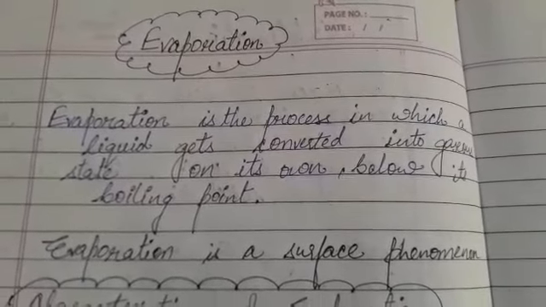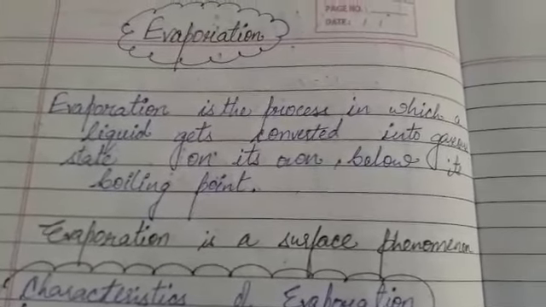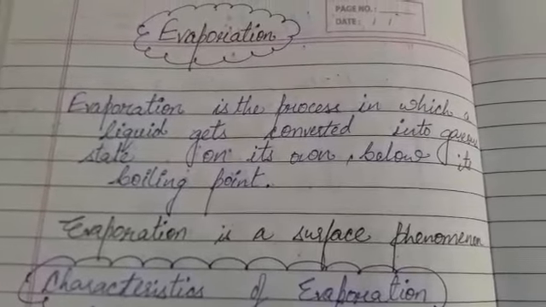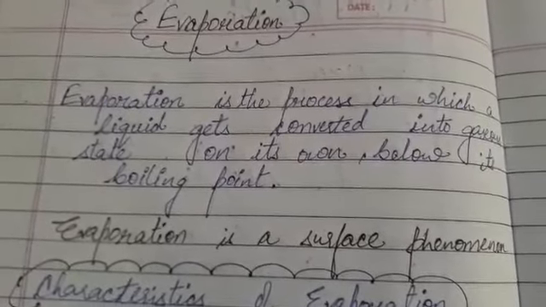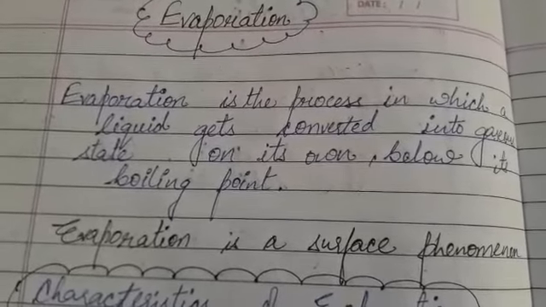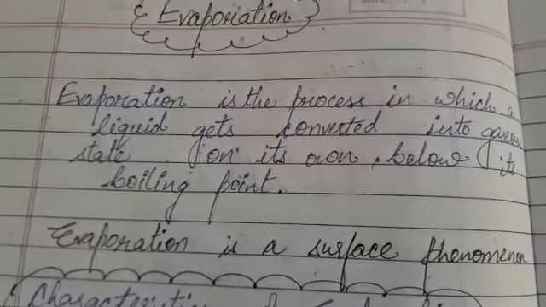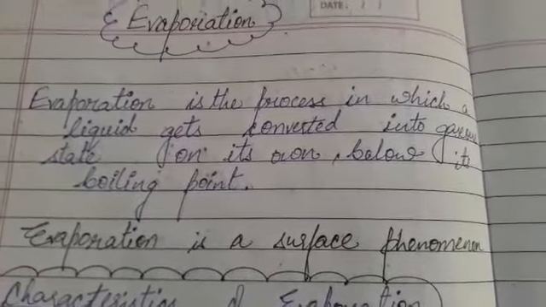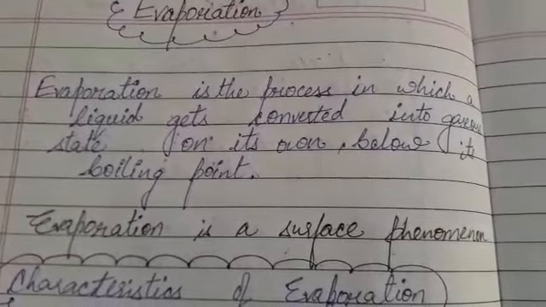Evaporation is the process in which a liquid gets converted into gaseous state on its own below its boiling point. For example, our clothes get dried. What could be the answer for this? The answer lies in the volatile nature of water, which gets converted into vapor.